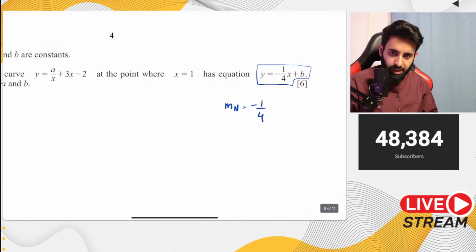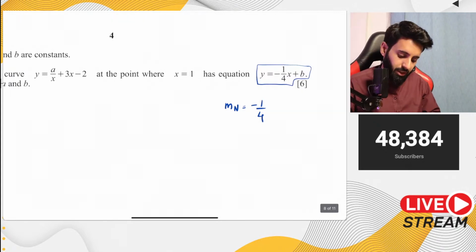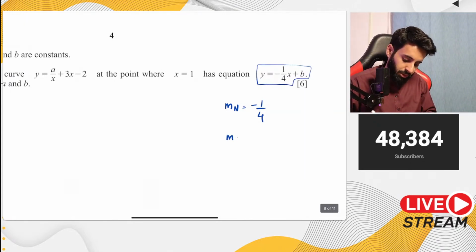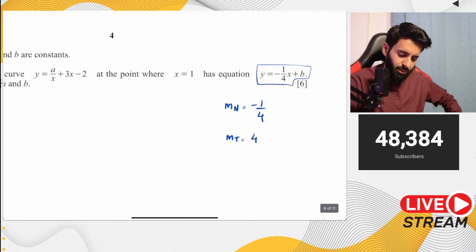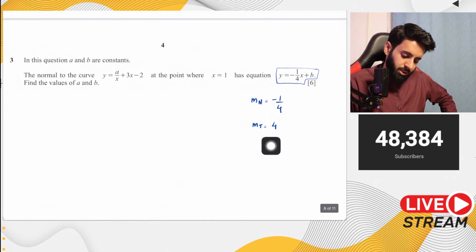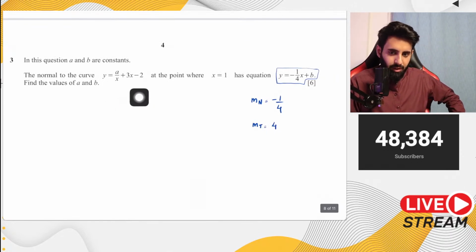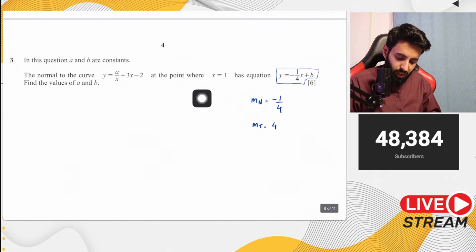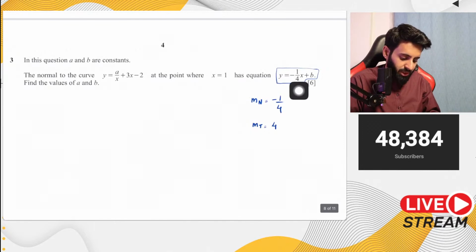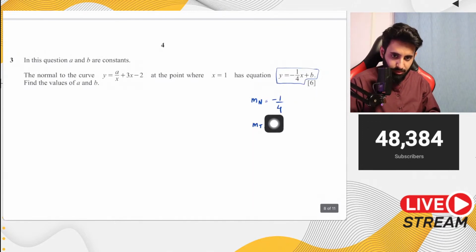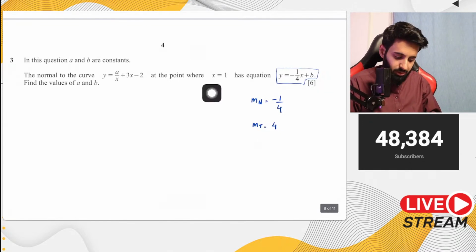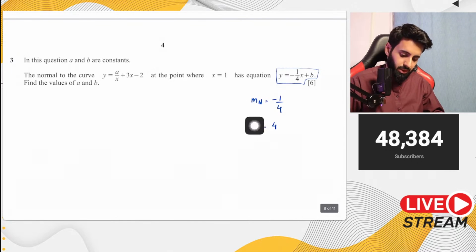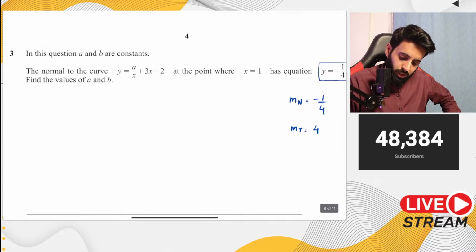Now, you can use it as the gradient of normal, or if you want, you can transform it into the gradient of tangent and then use it. If you transform it into the gradient of tangent, then it's going to be positive 4. Why would I prefer this? Because when you differentiate and plug in a value of x, you get the gradient of tangent, not the gradient of normal. So I'll repeat. If this is the equation of normal, that means the gradient of normal is minus 1 upon 4, and that means the gradient of tangent when x equals 1 is positive 4. Now let's differentiate this.